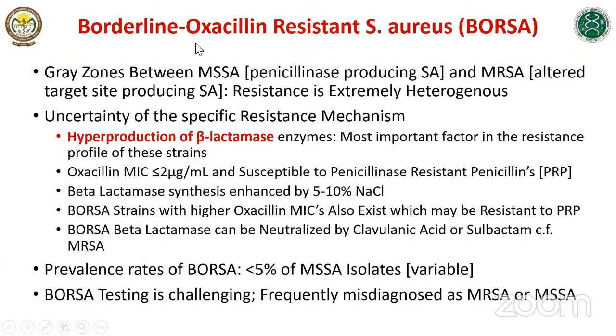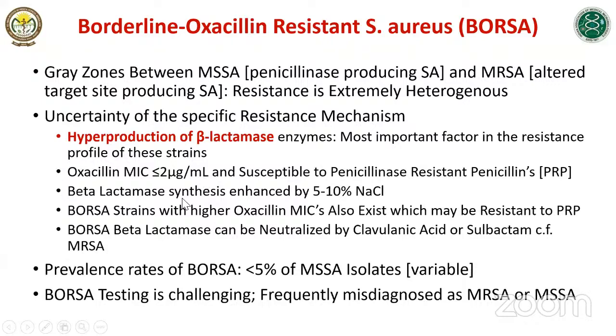Talking about the BORSA or the borderline oxacillin-resistant Staphylococcus aureus. Now there are gray zones between MSSA and MRSA. MSSA means it is a penicillinase-producing Staph aureus. MRSA means it's an altered target site producing Staph aureus. So the resistance is extremely heterogeneous, and there are multiple gray zones between these two extremes. What happens with BORSA is that there's normally hyperproduction of beta-lactamase enzymes. There are other mechanisms which might be present, but the most validated reason for the presence of BORSA is the hyperproduction of the beta-lactamase enzymes.